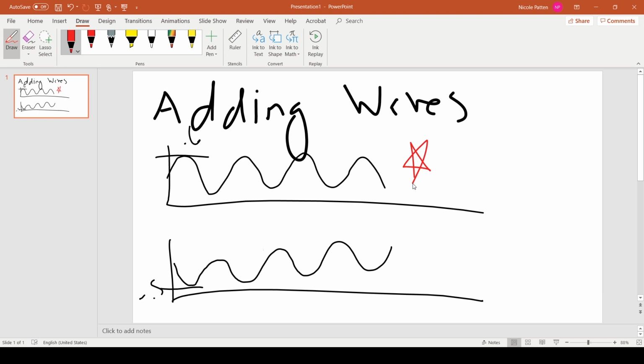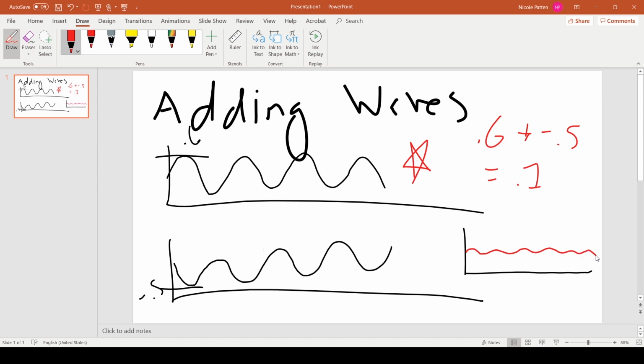So then what's going to happen? Well, 0.6 plus negative 0.5 equals 0.1. So what you have is a signal that's just dampened. You're going to still end up with a sine wave. I was going to say sinusoid, but same thing. You're still going to end up with a sine wave, and it's still going to be the same frequency, but it's going to be really ultra quiet. Like that. Okay, so that's adding waves.